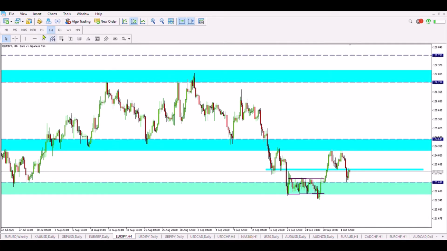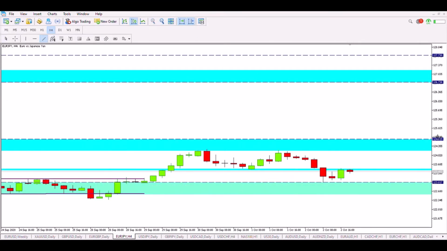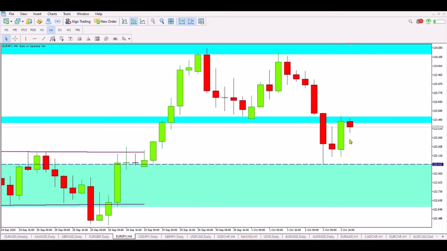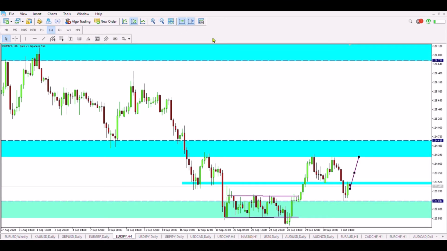This is a possible scenario, but of course we have to mention this strong bullish candle, which can mean that a lot of buyers have joined the market, and we can see a push back to this resistance and creating a triple top formation. This is pretty much all for this market, guys.